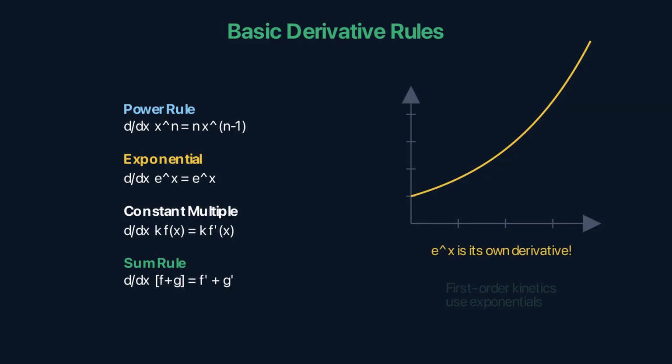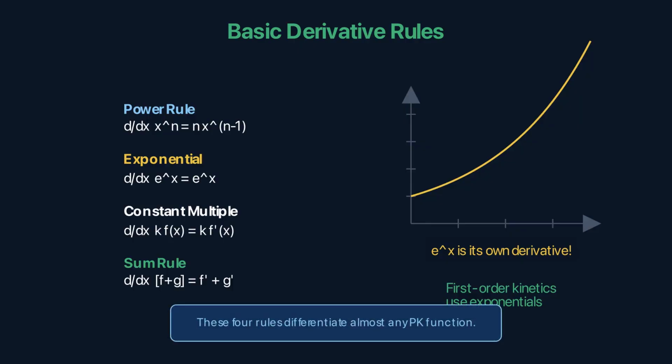The constant multiple rule: the derivative of k times f is k times the derivative of f. The sum rule: the derivative of a sum is the sum of derivatives. With these 4 rules, you can differentiate almost any function in pharmacokinetics.